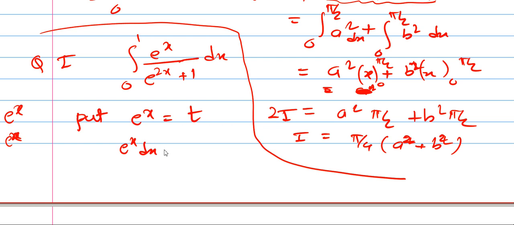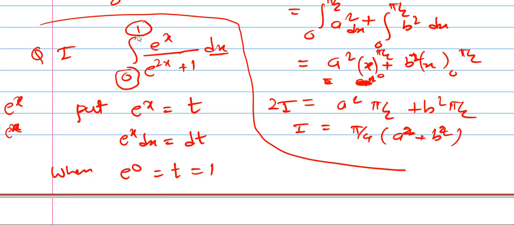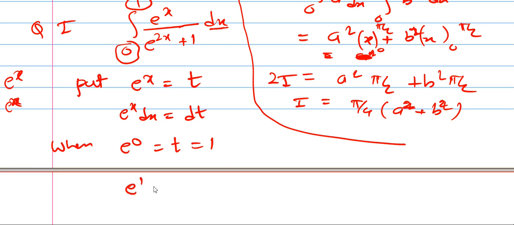So e raised to x dx equal to dt. Here integration is with respect to dx. So when x value is 0, so e raised to 0, so t value will be 1. E raised to 0 is 1. When x value is 1, so e raised to 1 equal to t. So t value will be e raised to 1. And so e raised to x dx is dt.